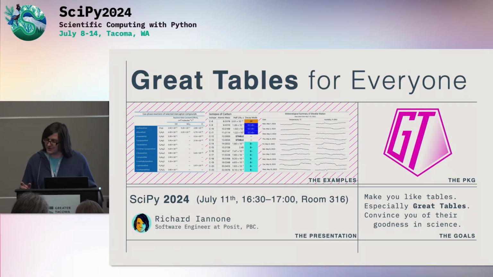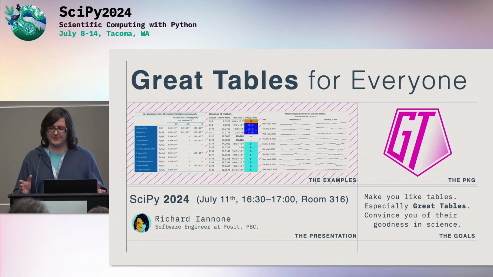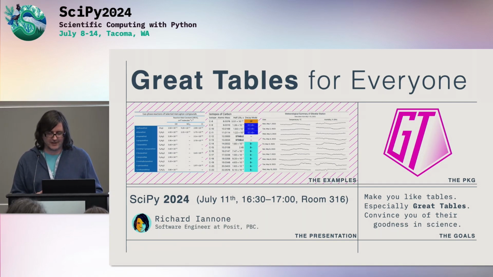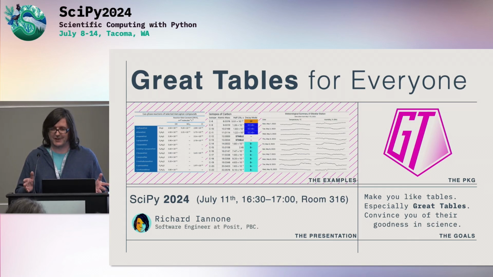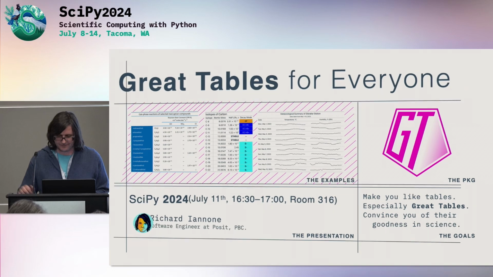So my talk is Great Tables for Everybody, because I'm talking about the package Great Tables. Incidentally, I've got three goals for this talk. Make you like tables by the end of the talk, especially Great Tables, the package, the tables you make from Great Tables, and convince you of their goodness in science. We can use Great Tables for science. We're at SciPy after all, so I want to show you some examples of that.